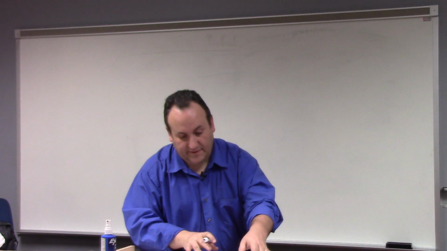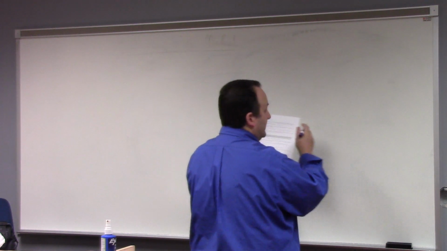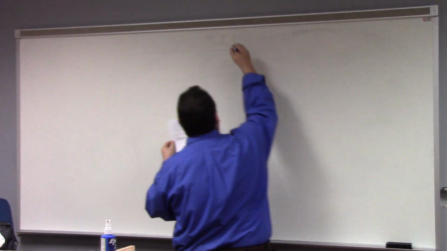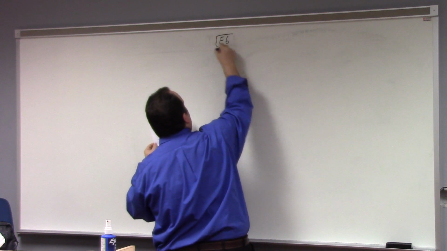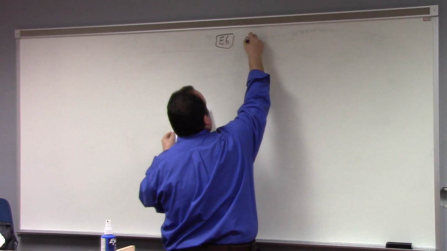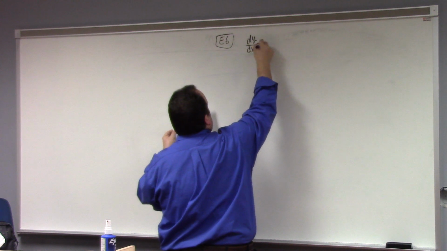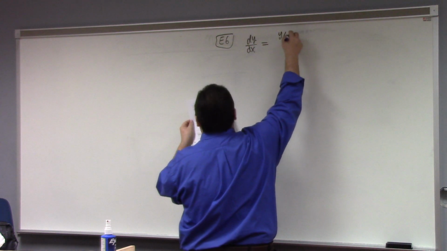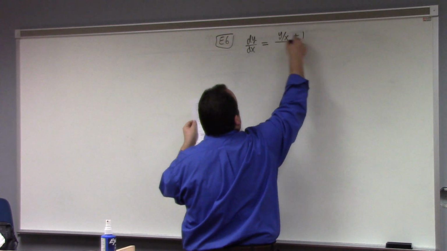Let's do another. I think the next example will help this come to life a little bit more. Example 6. Here it is. We've got dy dx equal to y over x plus 1.